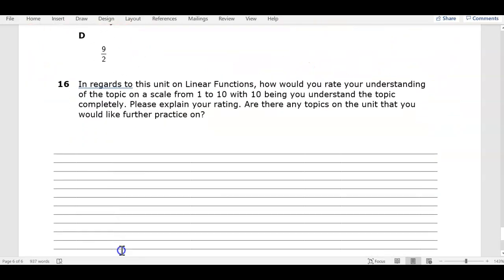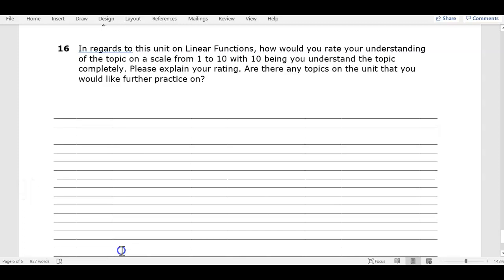Okay. And then you can answer 16 on your own. On your own. Cool. You want to have these ready to turn in on Monday. Test is Monday.